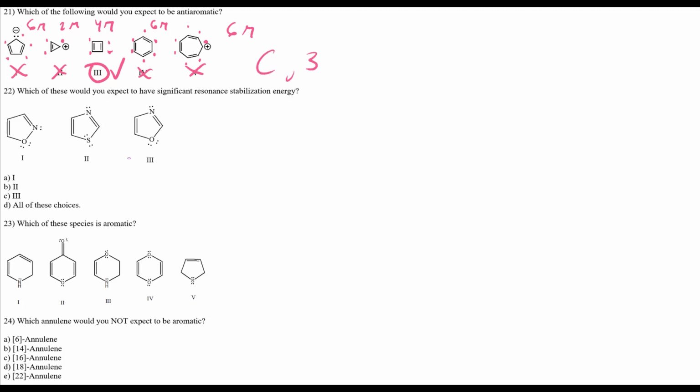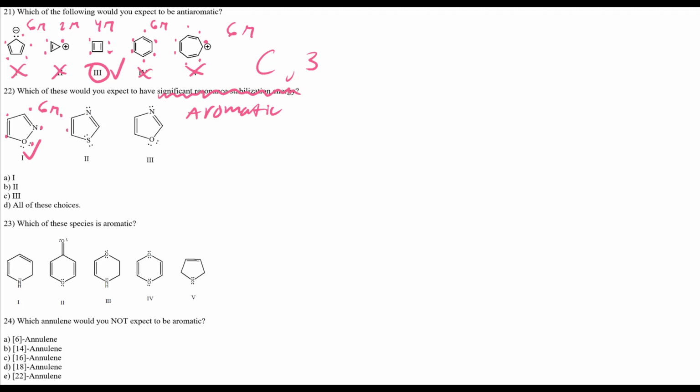Now, which of these would you expect to have a significant resonance stabilization energy? So basically, ignore this. Which one is, how can you say aromatic? It's ridiculous. Just cross it out and say aromatic, because aromatic compounds are going to have resonance stabilization. And we know that this has to be aromatic. 2, 4, 6, 6 pi. We know that it's aromatic, so that's good.